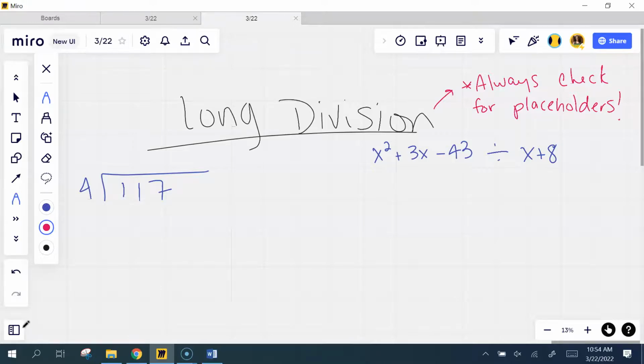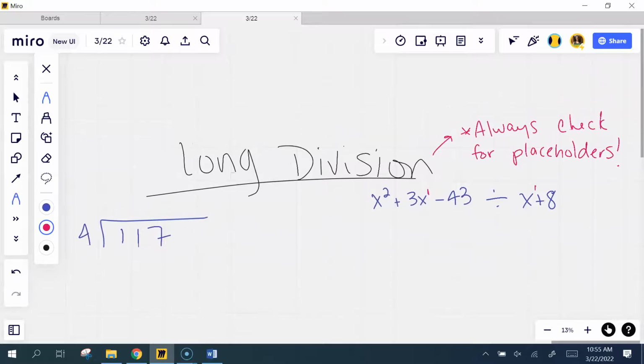Look at the degree of each of your polynomials, the one that's being divided and the one you're dividing by, okay? And from that degree, you have to have every degree under it. If you don't, you've got to hold its place or else your answer is going to come out wrong. So in other words, this is a degree of 2. I have 1 and I have a constant, so I'm good. This is a degree of 1 and a constant, so I'm good.